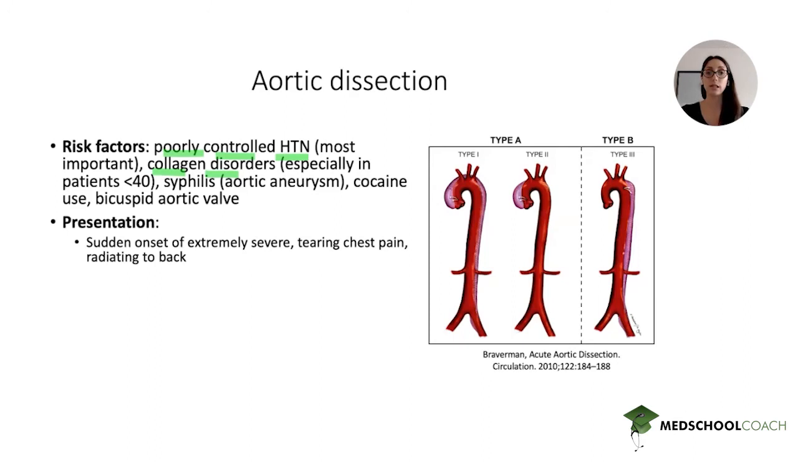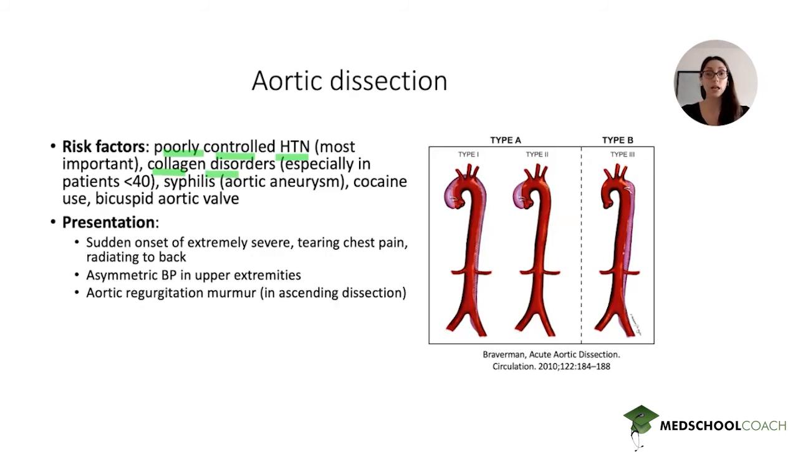This is going to present with sudden onset of very severe tearing chest pain radiating to the back. You might have asymmetric blood pressure in the upper extremities. So the right and the left upper extremity blood pressures may be different. You can have a new aortic regurgitation murmur, and that's specifically in an ascending type. And we see here type A would be considered ascending. So if it involves the ascending arch here, it's an ascending dissection, versus if it just includes the descending aorta, it's going to be a type B.